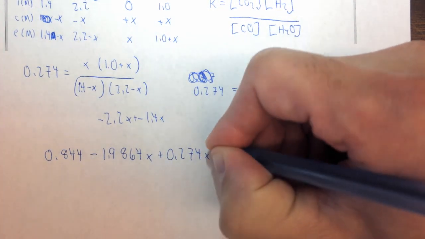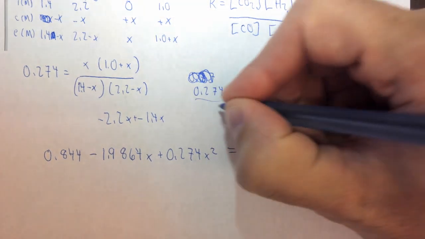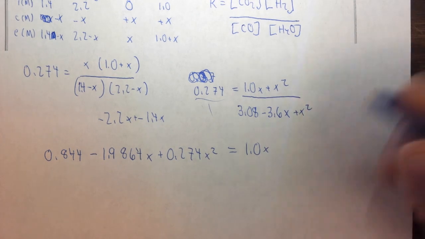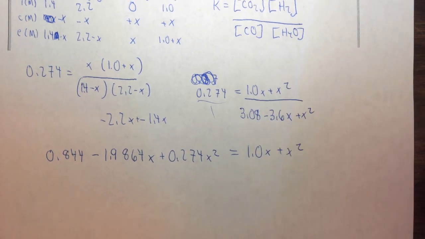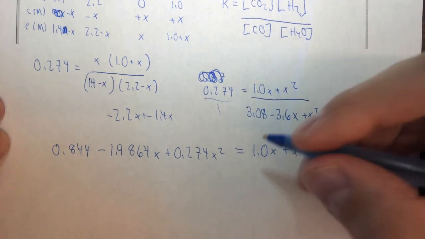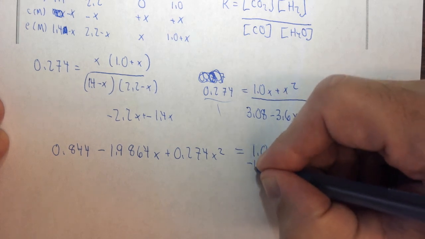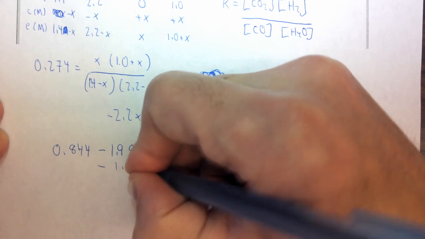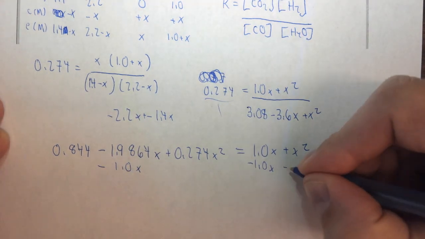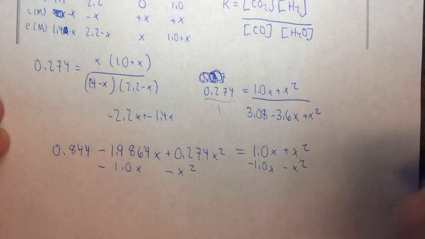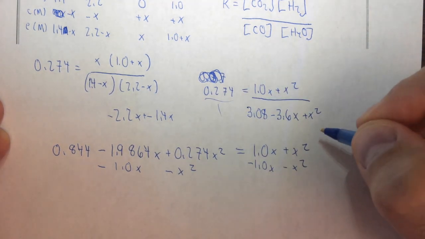0.274 x squared equals, this is over 1, so when you cross multiply you just get the same thing, 1.0x plus x squared. Now, in order to use the quadratic equation, we need to set this thing equal to 0. There are multiple ways to do this, but what I'm going to suggest we do is we subtract 1.0x from the x term, minus 1.0x, and we subtract x squared from the x squared term, minus x squared. That will get rid of these, and this will be equal to 0.